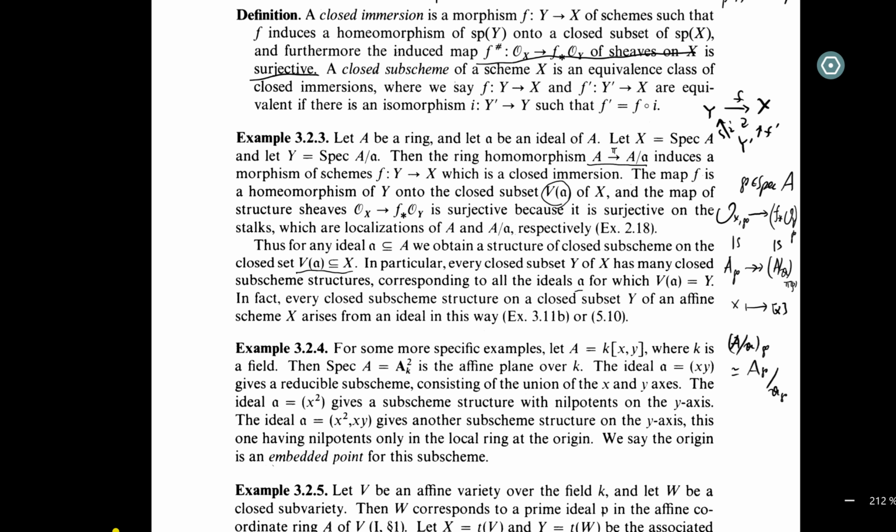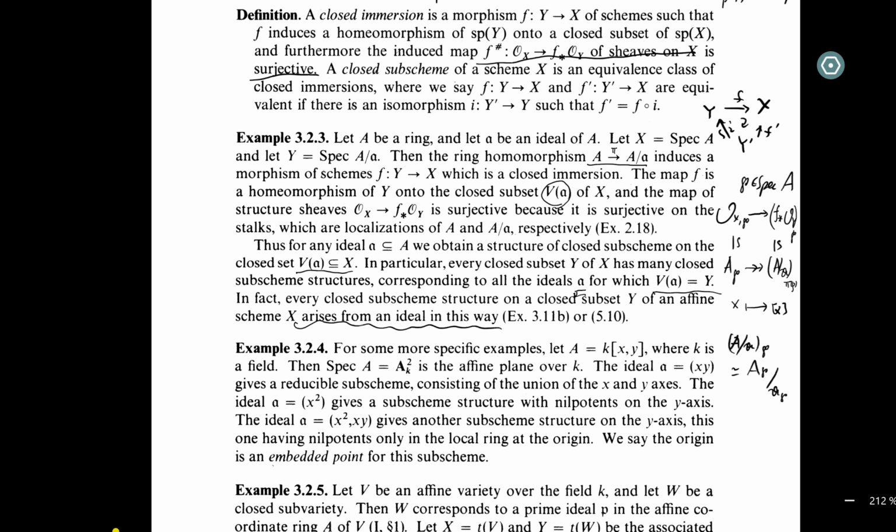Of course, Spec A quotient small a gives you a closed immersion. But for any other ideal, it still works, just make sure a is Y. In fact, every closed subscheme structure on a closed subset Y of a scheme X arises from an ideal in this way. There are exercises; when we have time, we should treat it carefully.